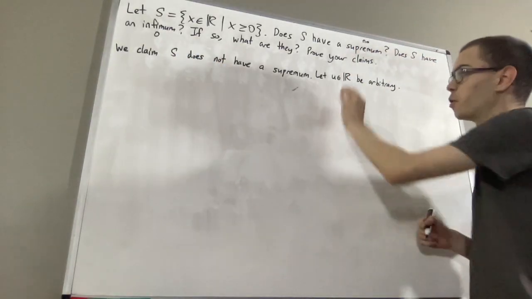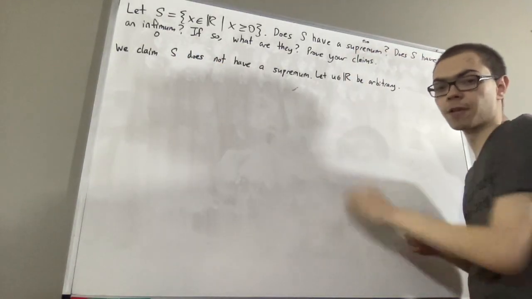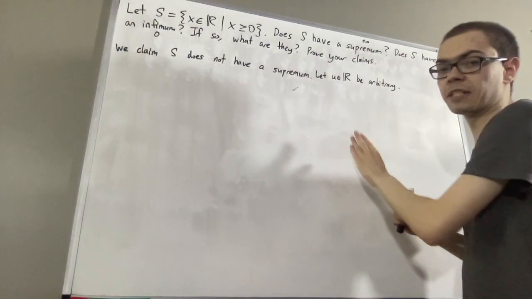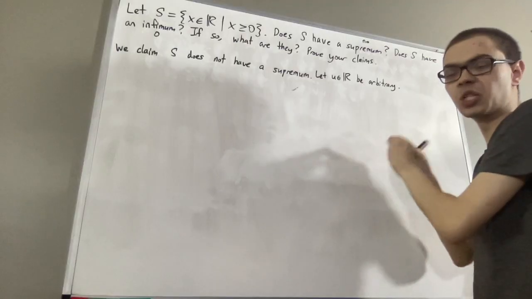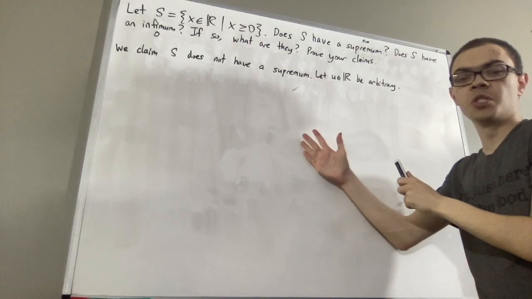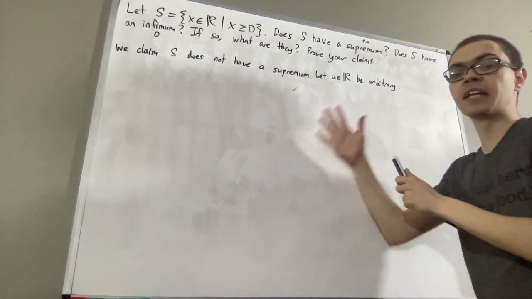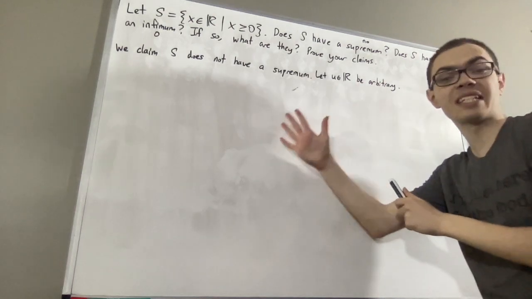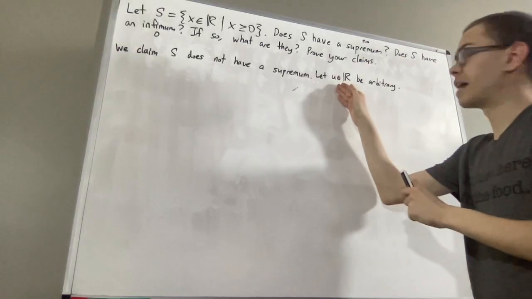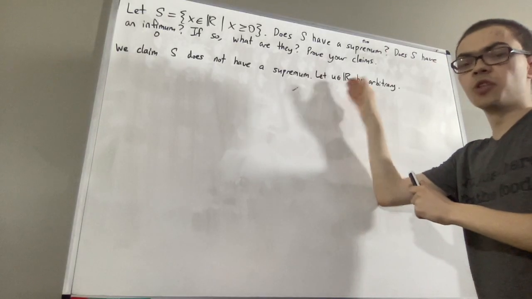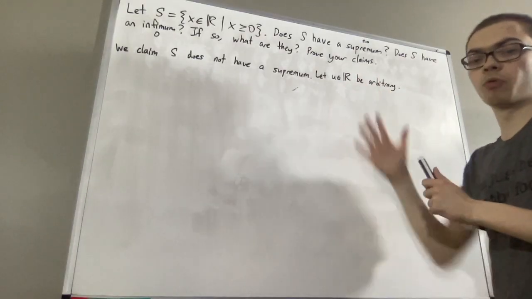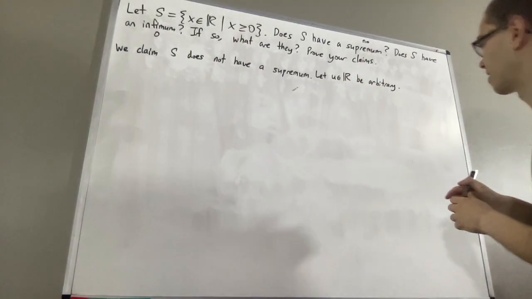So what does it mean for U to not be an upper bound of S? Well, for U to be an upper bound of S means that U is greater than or equal to every element of S. So then the negation of that means that U is strictly less than some element of S, right? So for U to not be an upper bound of S means U is strictly less than some element of S. That is what we want to prove. We want to prove U is strictly less than some element of S.